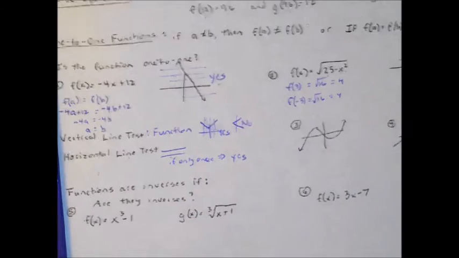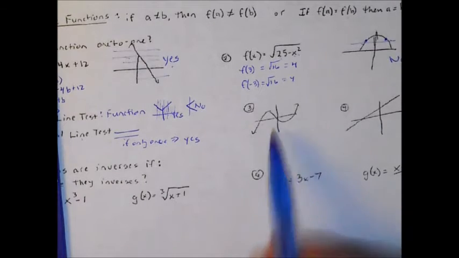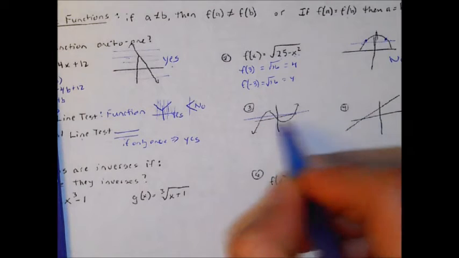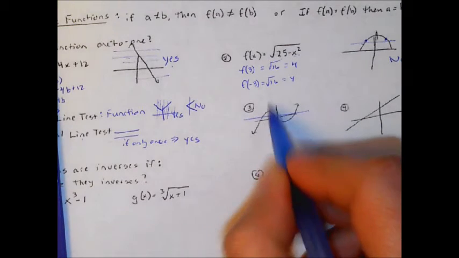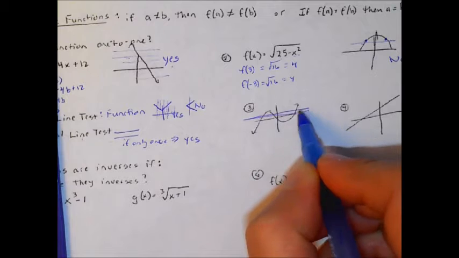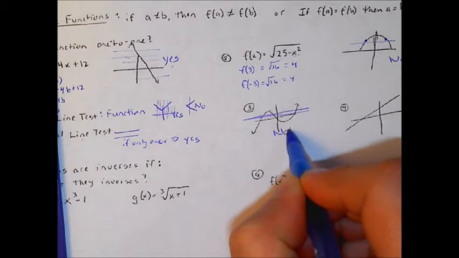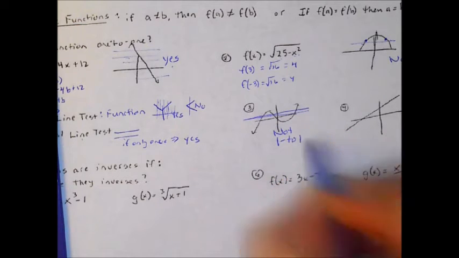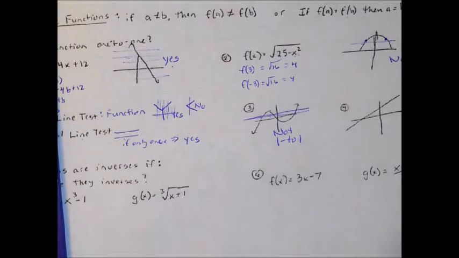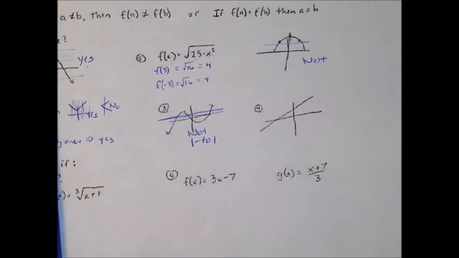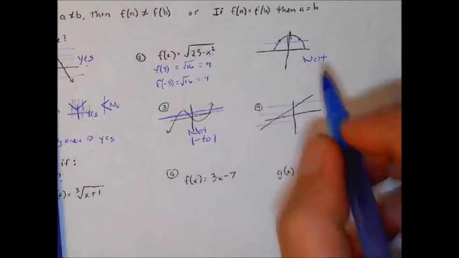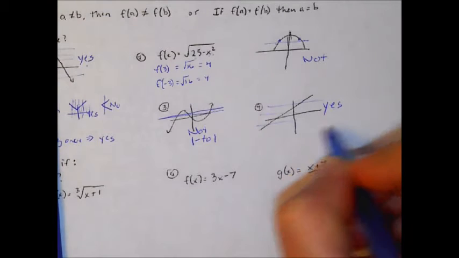So is this one one-to-one? If I draw a horizontal line, first of all, yes, it is a function, but it's not a one-to-one function. And the next one here, if I draw horizontal lines, it only goes through once, so yes, it is one-to-one.